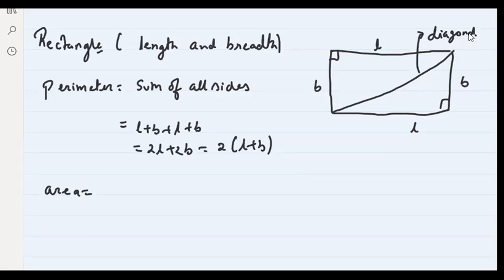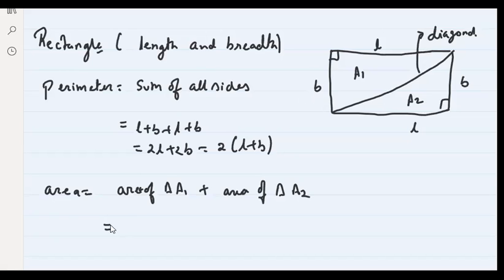Can you see two triangles? Yes or no? Suppose the area of this triangle is A1 and the area of this triangle is A2. Can I say that the area is the area of triangle A1 plus the area of triangle A2? Yes or no? Very good, everyone.